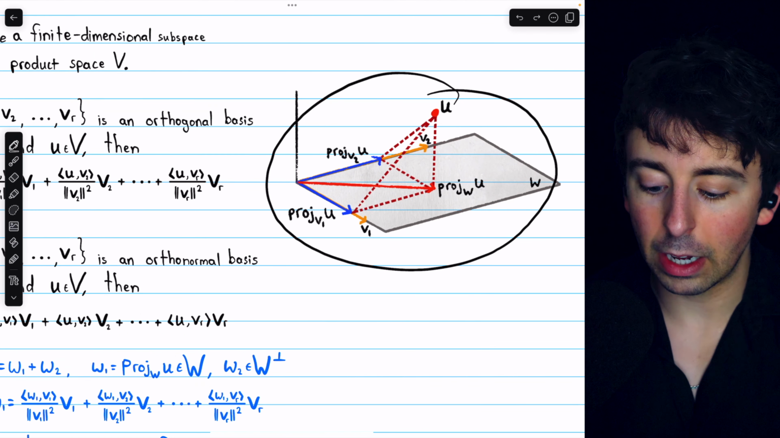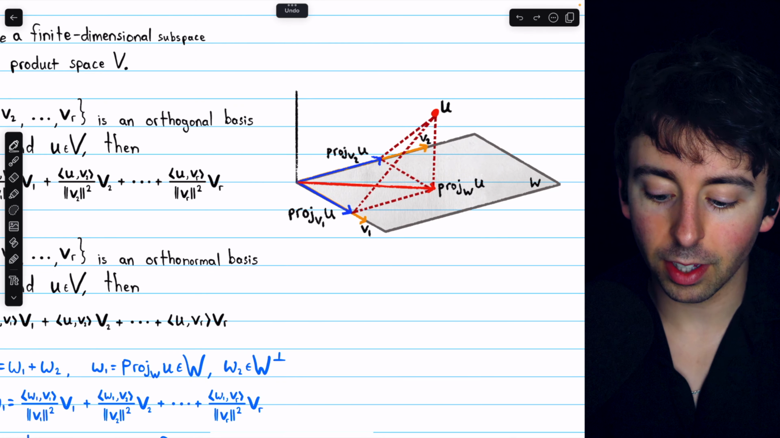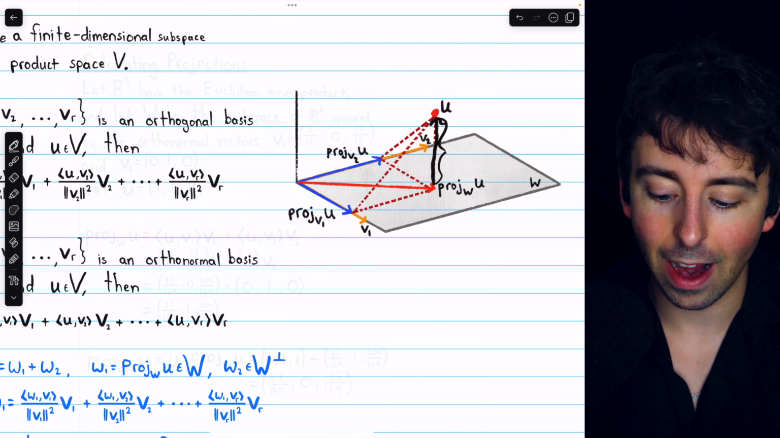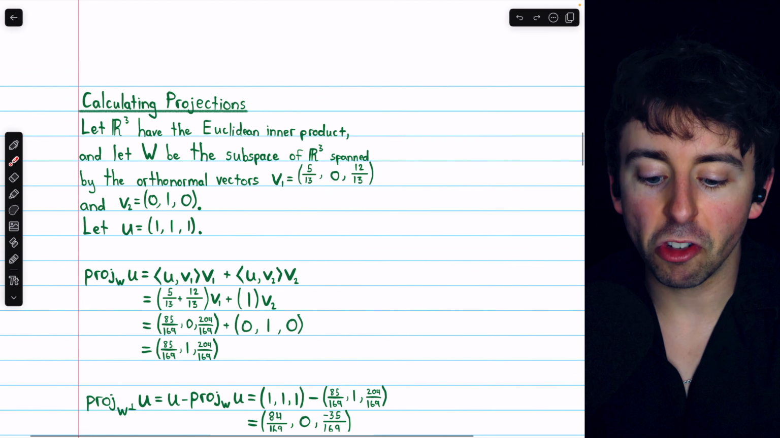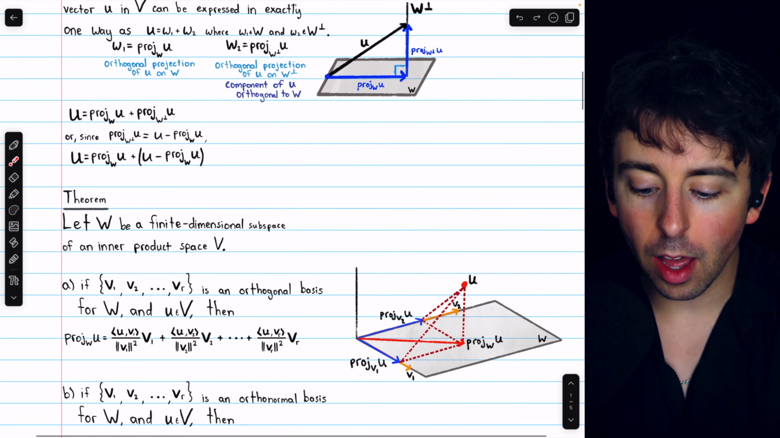Going back up to this picture of a similar situation, the component of U orthogonal to W, of course, looks like that. It's that vector there. So that's a look at vector projections and how we can project a vector onto a subspace of an inner product space.